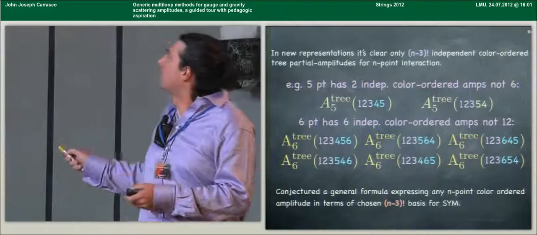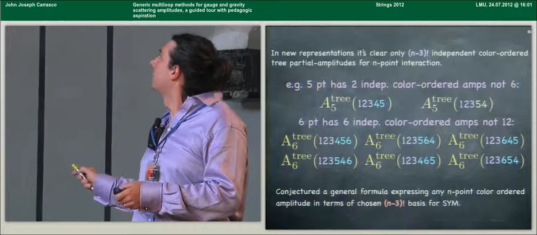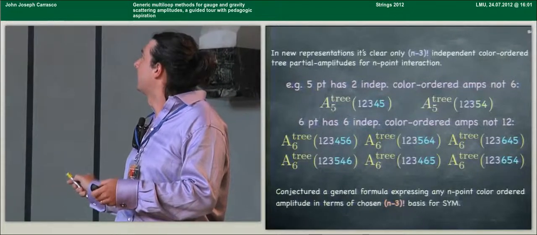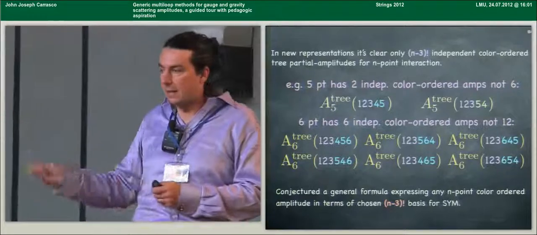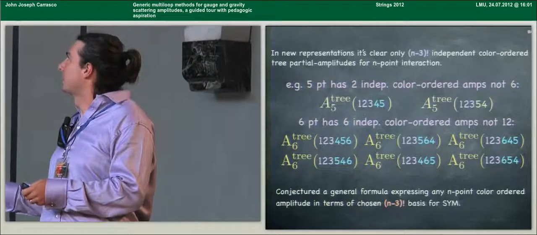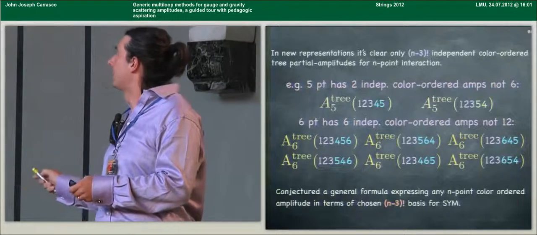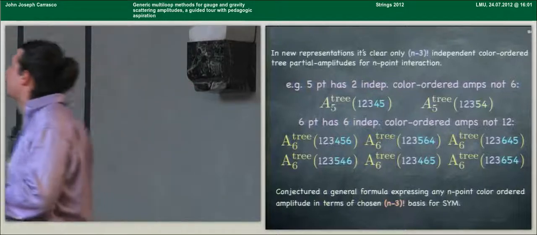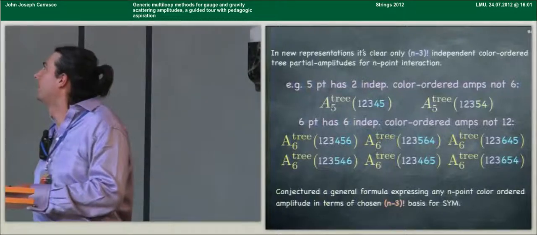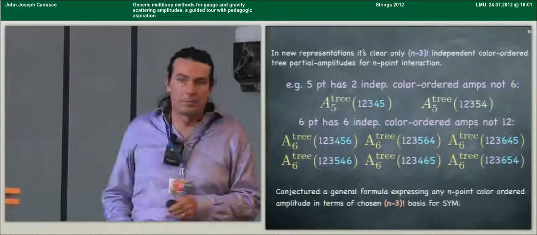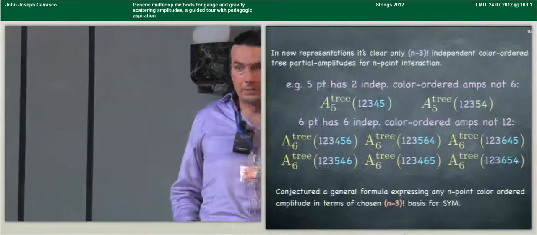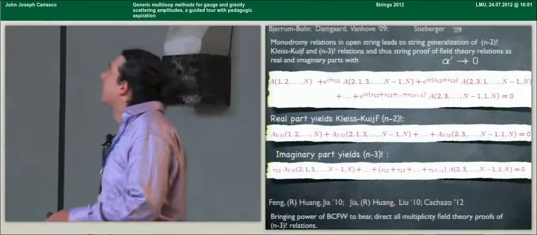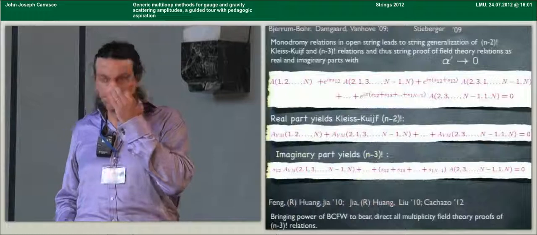So just to be very specific, 5-point has 2 independent color-ordered amplitudes where you fix these 3 legs and you let these 2 vary, and you can express any color order in terms of these. 6-point, fix these 3 legs and you let these vary. You can express any 6-point color order in terms of these. We conjectured a general formula expressing any n-point color-ordered amplitude in terms of a chosen (n-3)! basis from super Yang-Mills. This is 2008. This was just conjectured. A year later, there was a proof from string theory.